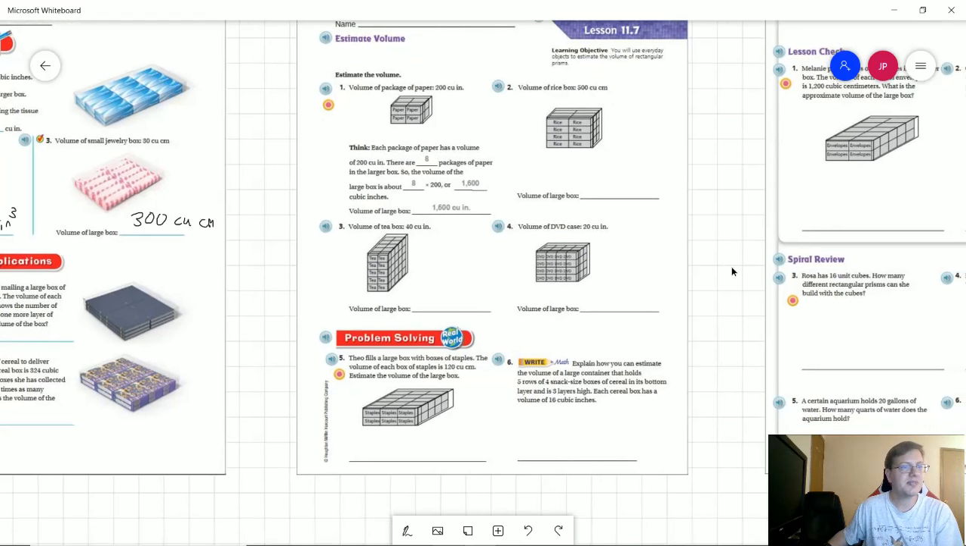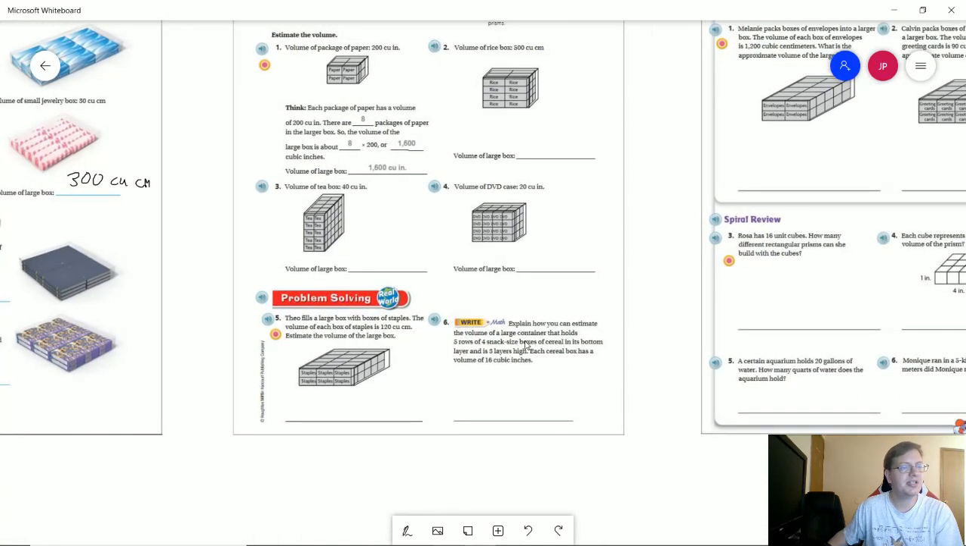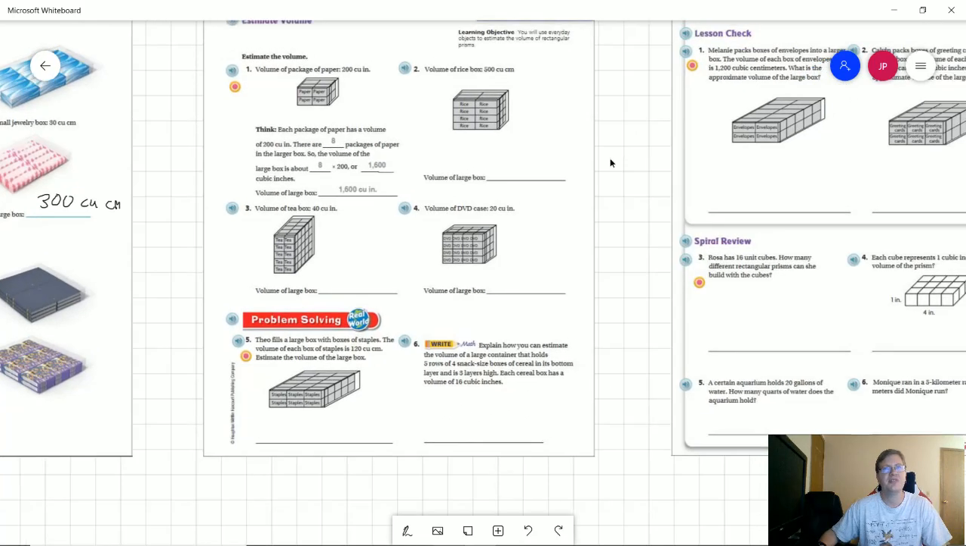For number 6, explain how you can estimate the volume of a larger container that holds 5 by 4 boxes and is 3 layers high. And so each cereal box has 16 inches. So again, for number 6, you are explaining. So you could explain by writing the problem. So you could do 5 times 4 times 3 to figure out your number of boxes times 16 to get the answer, or you could write it out in words. I think what they're suggesting by the fact that they didn't give us multiple lines to write on is they probably want the first option for that.